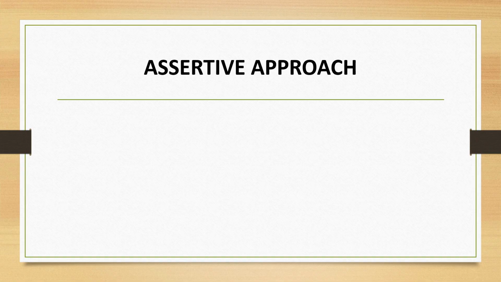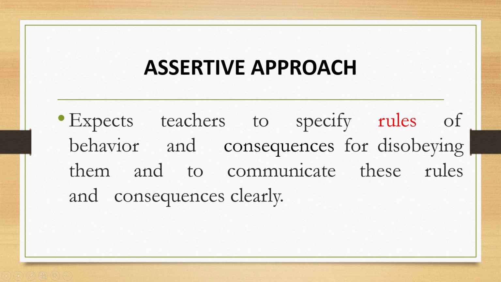The first approach to classroom management is known as the assertive approach. In this approach, teachers are expected to specify rules of behavior and consequences for disobeying them and to communicate these rules and consequences clearly. The teacher confidently and decisively sets clear expectations, rules, and consequences for their students.